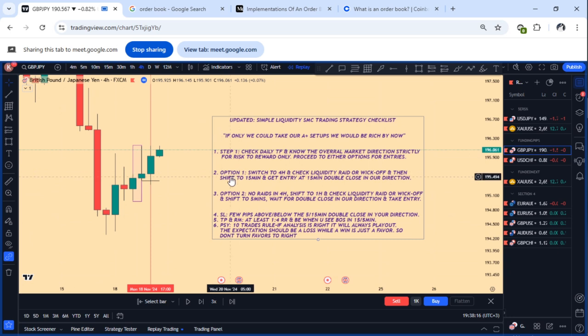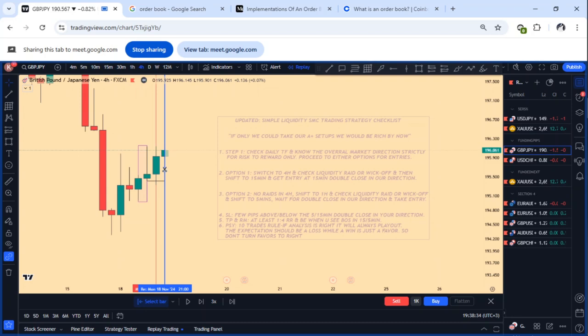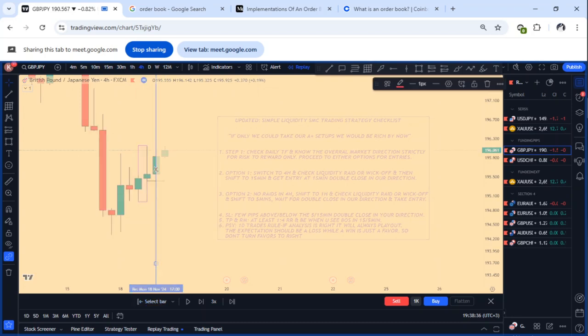So option 1: switch to 4 hours and check for a liquidity raid or wick, and then shift to 15 minutes and get entry at a 15-minute double close in our direction. Is this not the same thing as the 1 hour we have just done? So let's just remove this.